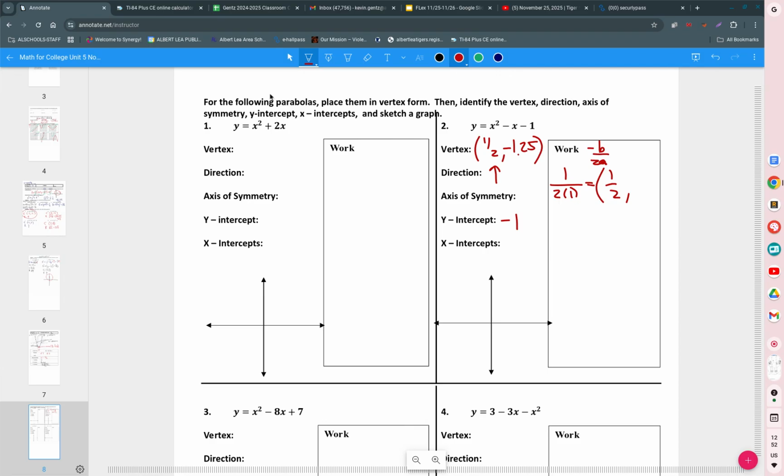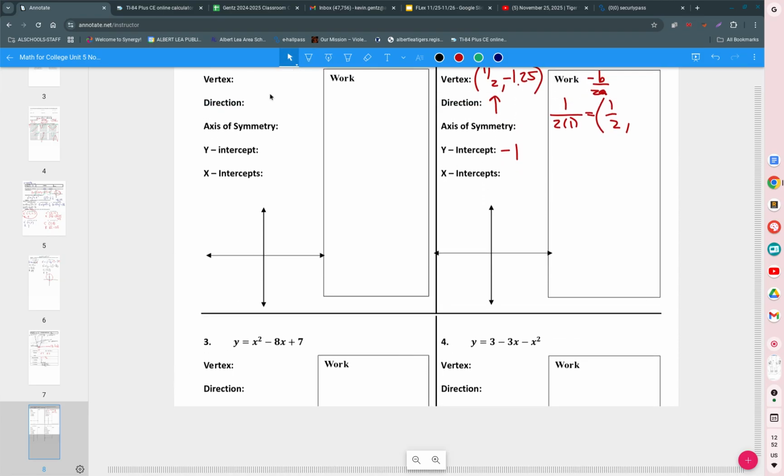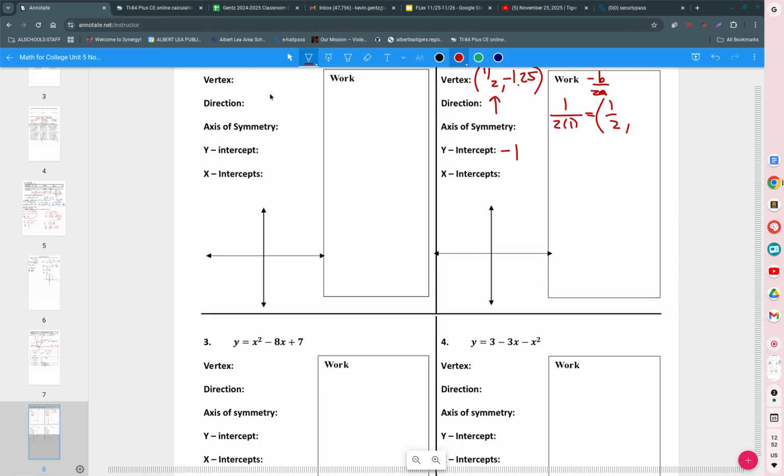I'm going to start graphing this. I'm going to plot 1, 2, 3. And so I'm going to plot the 1/2 and then down 1.25.